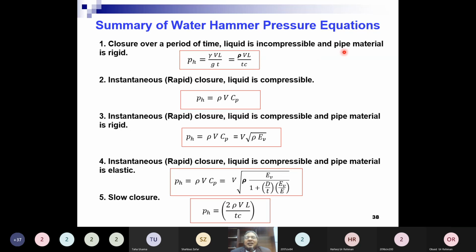What do you think? Practically, are they rigid or are they elastic? Yes, they are elastic practically. Practically, at very high pressures, is water compressible or incompressible?